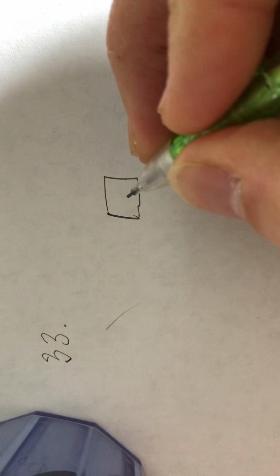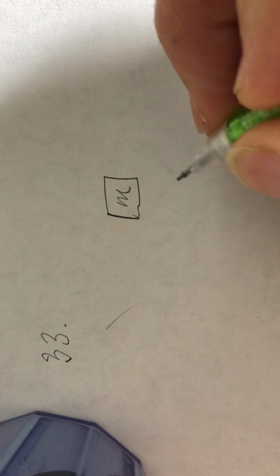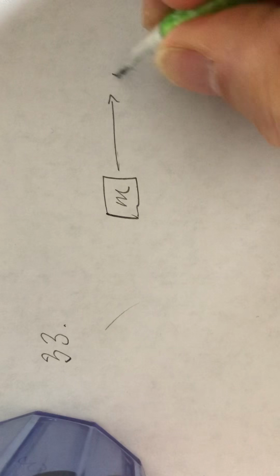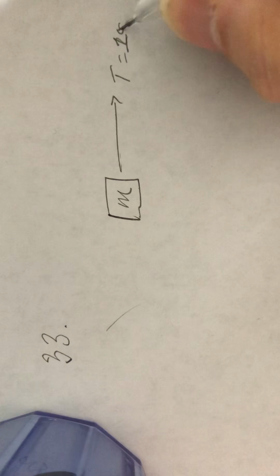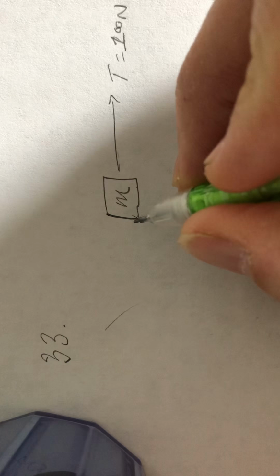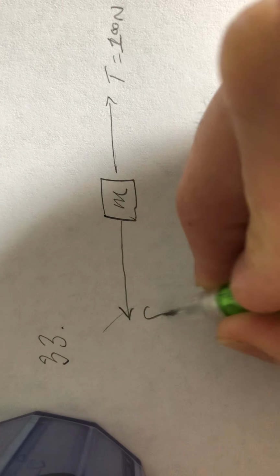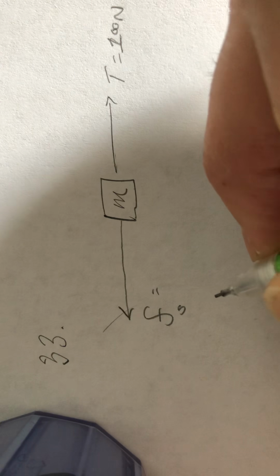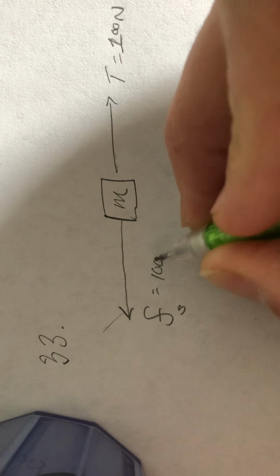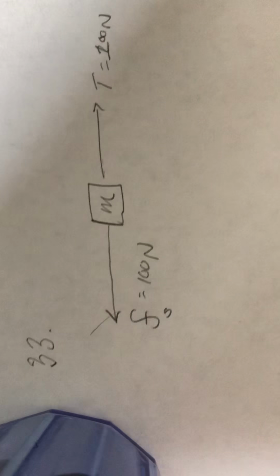So number 33 reads: a 20 kilogram mass, I'm going to write mass as m, is pulled to the right with a given force, I'm going to call that force tension, of value 100 newtons. It just barely starts to move. In other words, when there's 100 newtons applied by that force, it's just barely starting to move. In other words, it's overcoming what we're calling static friction, which is given to be 100 newtons. The question asks, what is the value of the coefficient of static friction?